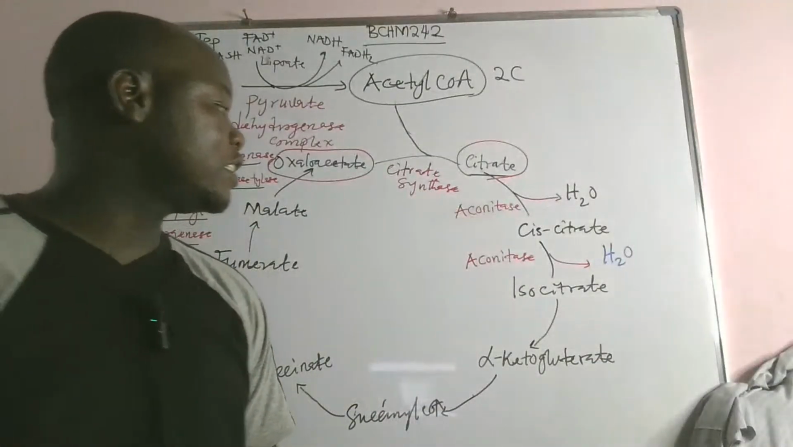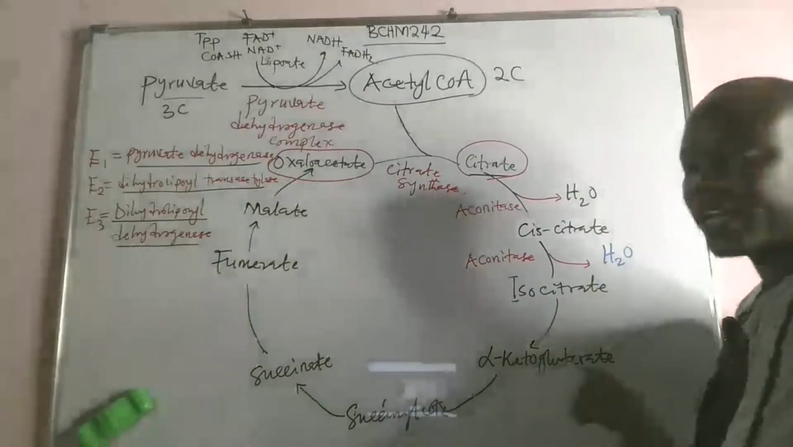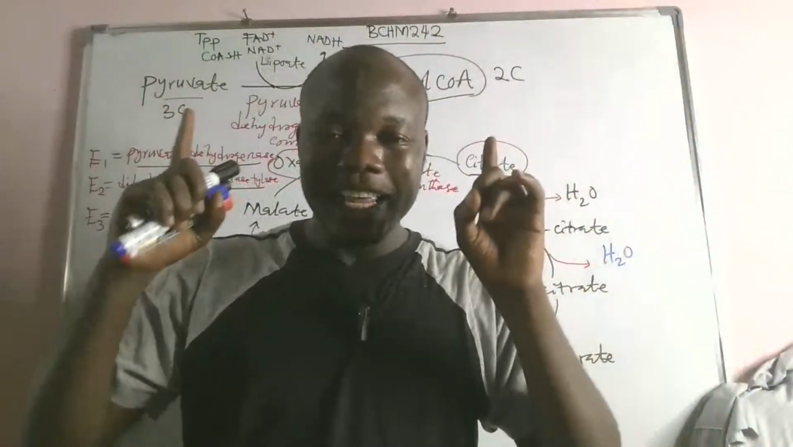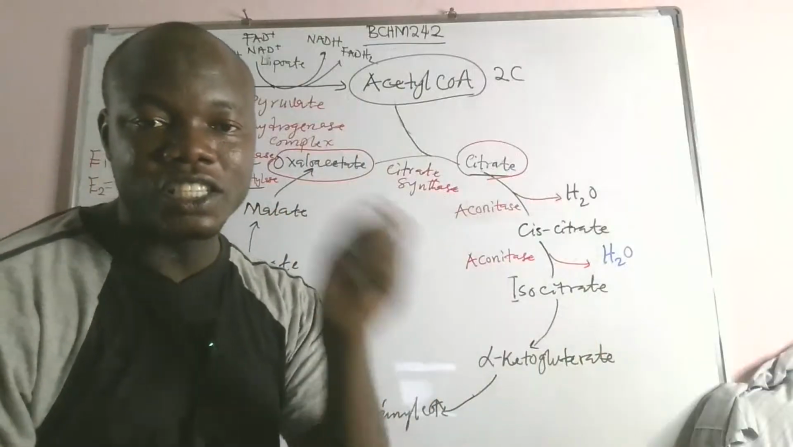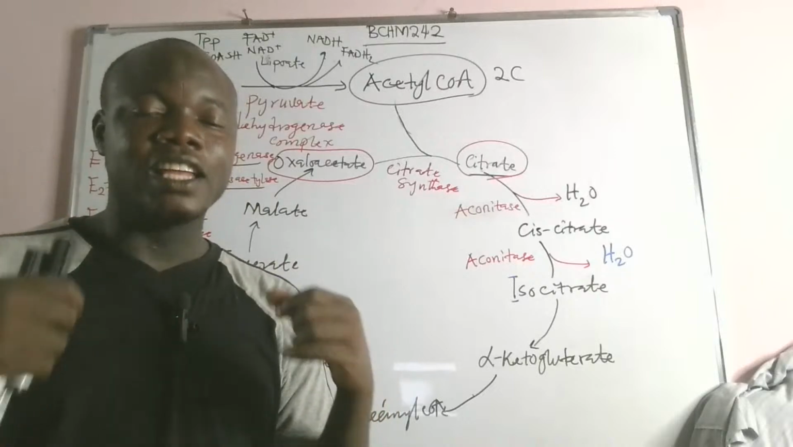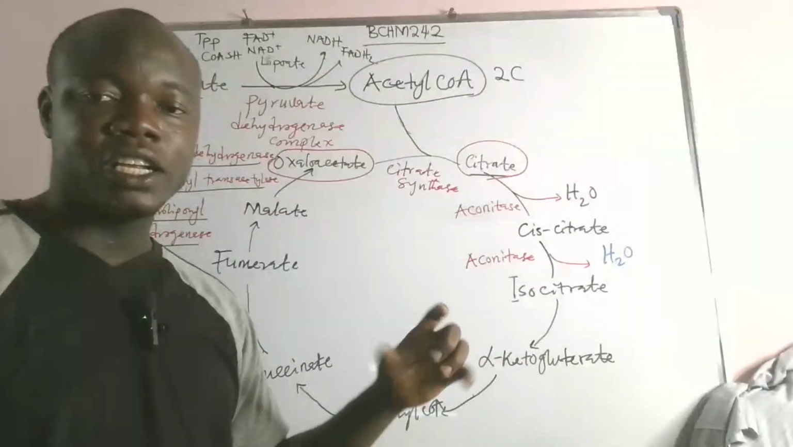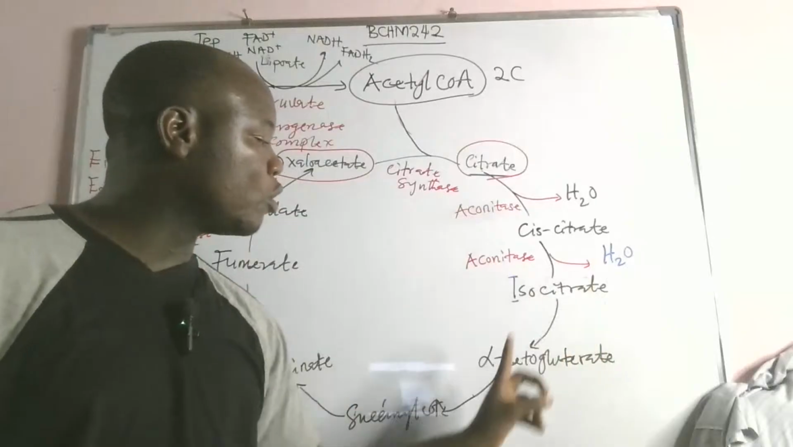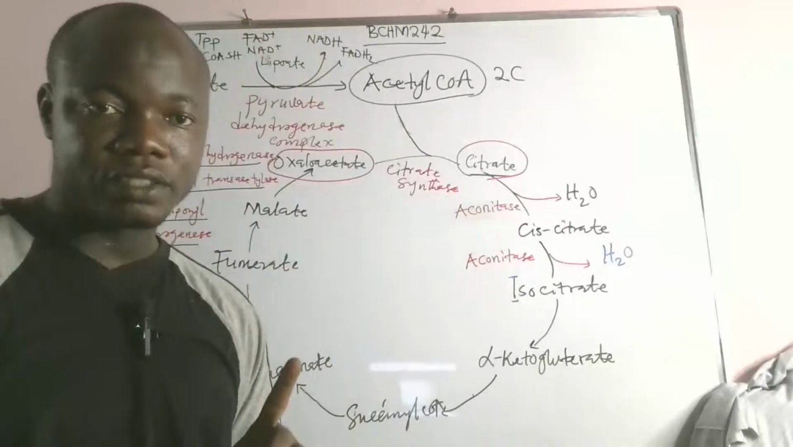After this, isocitrate will be converted to alpha ketoglutarate. Please, if you are going to forget anything in the Krebs cycle, you should never forget this step. Please jot it down. There are some key steps that I'm going to mention that you should never forget. So isocitrate will be converted to alpha ketoglutarate, and this step is very, very important. Why?